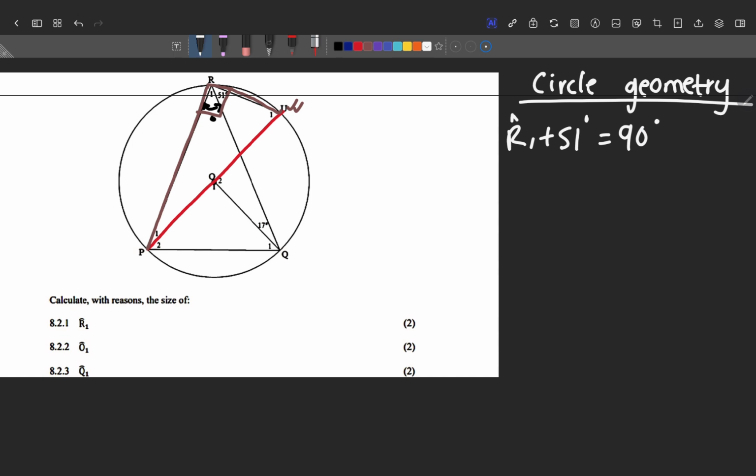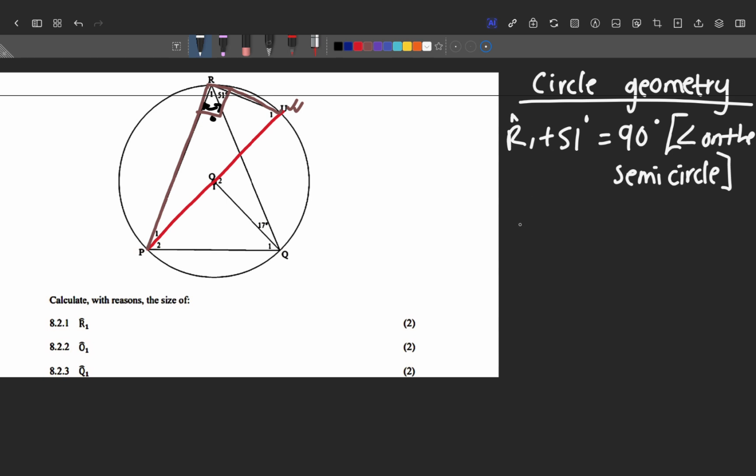According to, I think, the examination guideline, you need to use the following reason: angle on the semicircle. You need to use this reason, not the angle subtended by the diameter. But maybe the best way is to ask your teachers first.